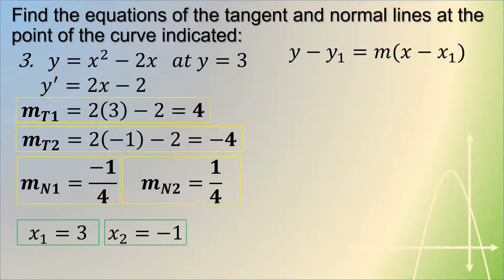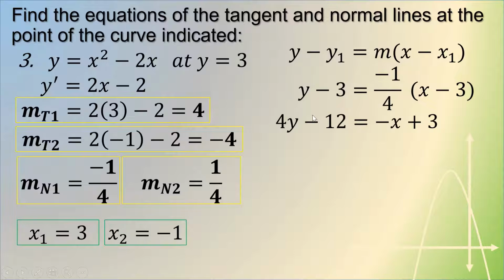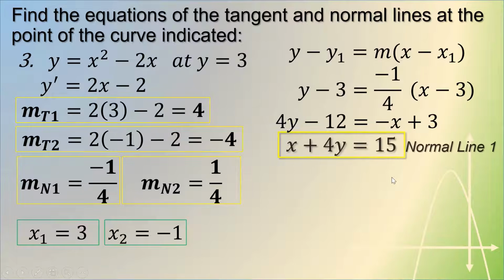Finding the first normal line, our slope is negative 1/4 and our x is equal to 3, using the same y for all of our equations. So y minus 3 is equal to negative 1/4 times x minus 3, and then cross multiplying 4, that is 4y minus 12. And then our first normal line equation is x plus 4y is equal to 15.